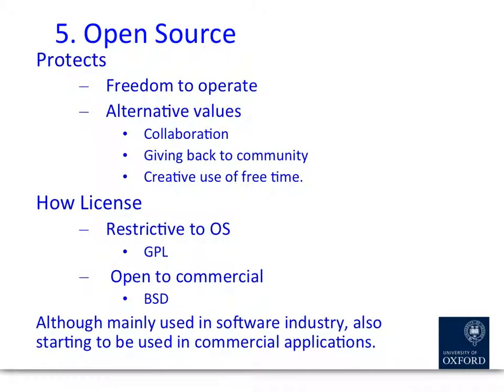The fifth way seems like a strange way of protecting your IP, and that's open source. However, what it does do is ensure that you have freedom to operate. That means that nobody else can come along and patent your idea or the way that you do things because you've released it as open source. It promotes a set of alternative values, that of collaboration, giving back to the community, and it uses the creative use of free time. Open source has a number of different licenses, and the way you license is basically just make clear in the particular product what the licenses are.